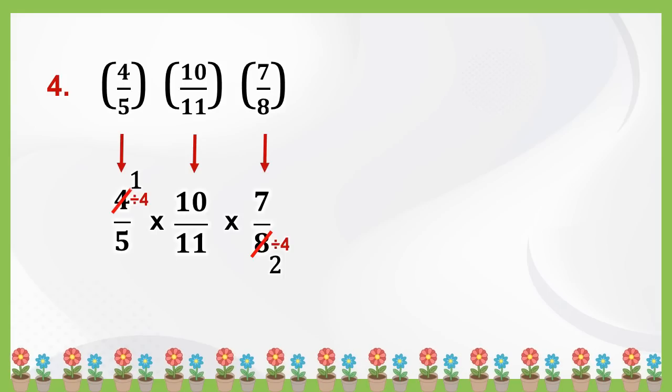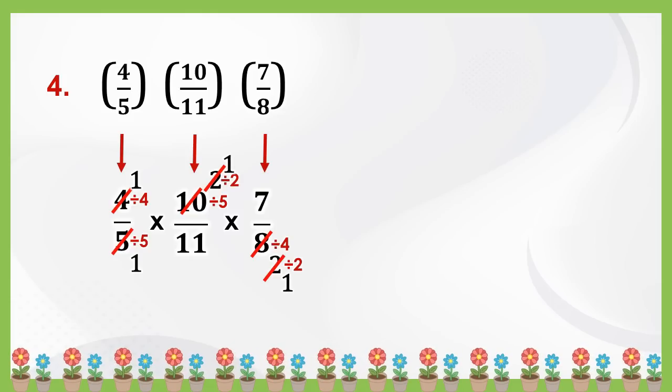Another pair of numerator and denominator that have common factors are 10 and 5. And they are divisible by 5. So 5 divided by 5 equals 1. And 10 divided by 5 equals 2. Another common factor is 2. So 2 divided by 2 equals 1. 2 divided by 2 equals 1.